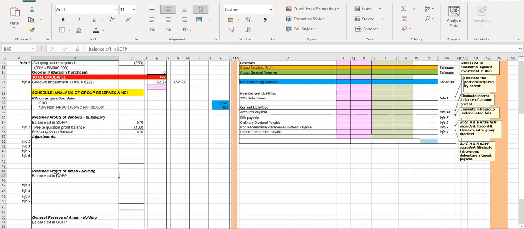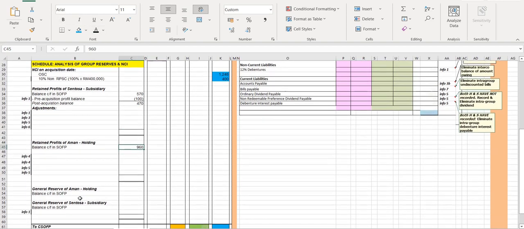Same goes here. You can put the figure for the parent, which is from the statement. For the general reserve, you can open up that and include in the row the figure for Aman, and also include the figure for Sentosa. You just do that first, which is easier for you to check, right? Easier for you to check.